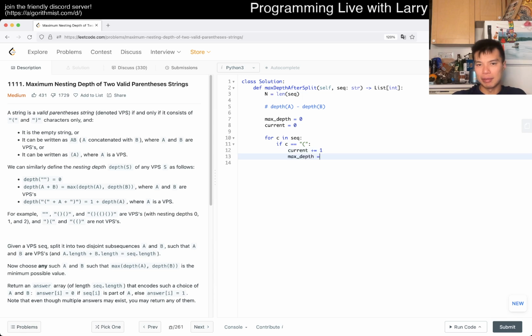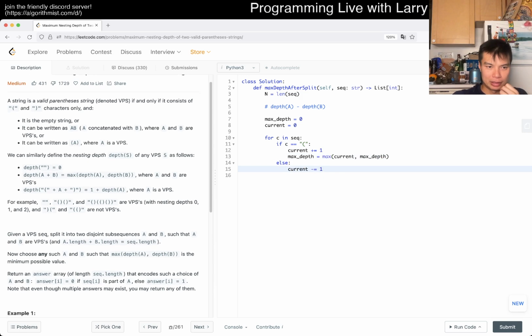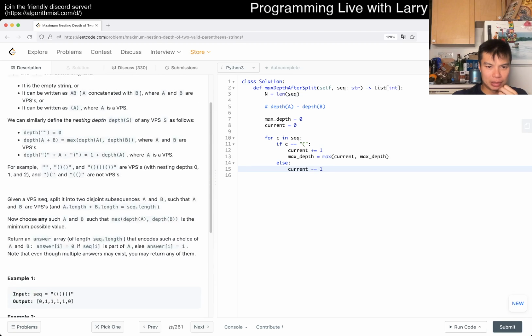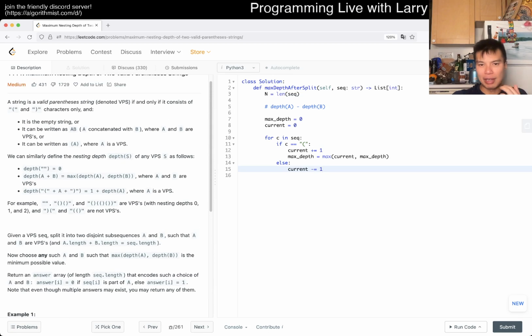Max step is equal to max current. And we assume that this is routed, right? Because, yeah, I think they mentioned it, but I could be wrong. So then I don't have to check for this being 0, right? Okay, so then now we have max depth. So then now we can say A depth is equal to max depth divided by 2, right?